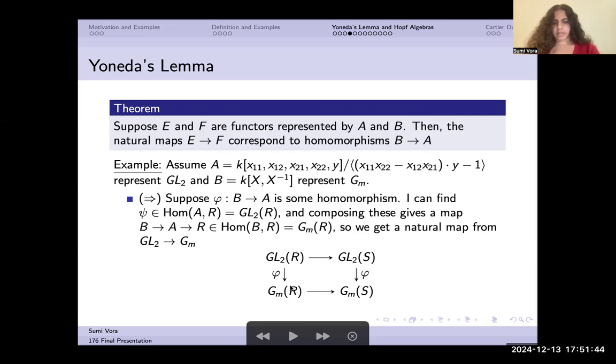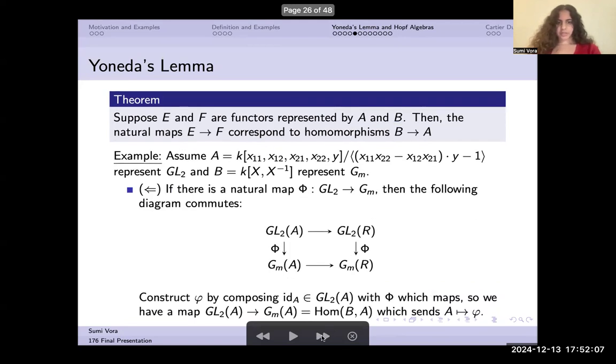So we have this phi here, right? We define it again here, from GL2R to GMR and GL2S to G sub MS. And then those homomorphisms from R to S cause this diagram to commute. So yeah, that's one direction.